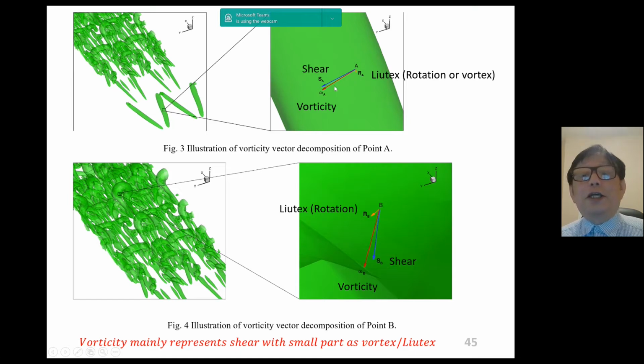So vorticity is not a rotation. The magnitude is very different. Of course, the direction is totally different. We cannot say vorticity is flow rotation. No. We pick another point on the ring part of the hairpin vortex. We find a similar thing. The vorticity is large. The rotation is small. They are in different directions.